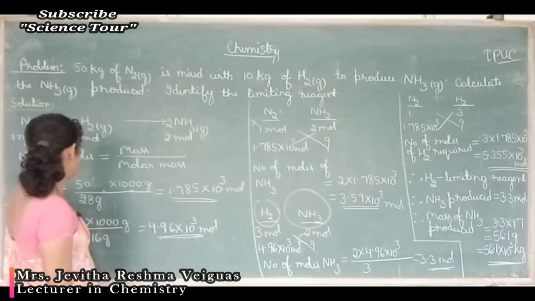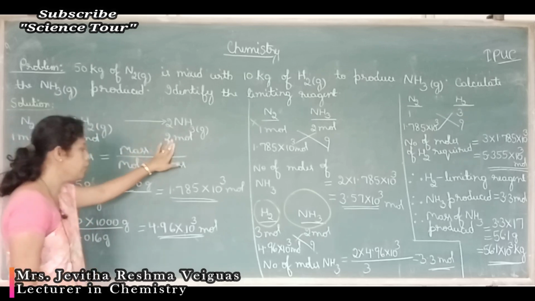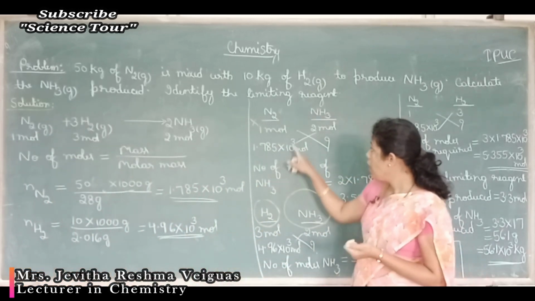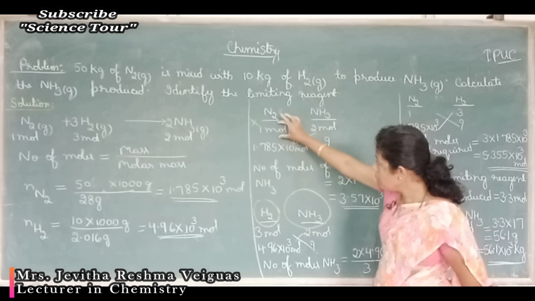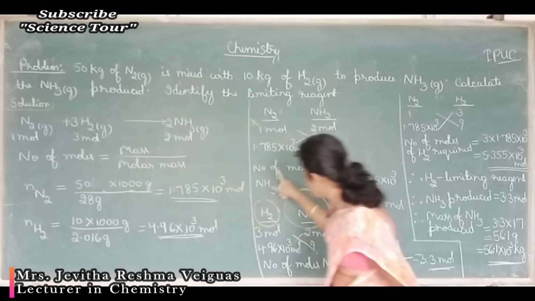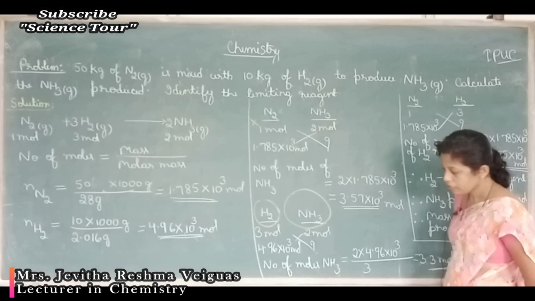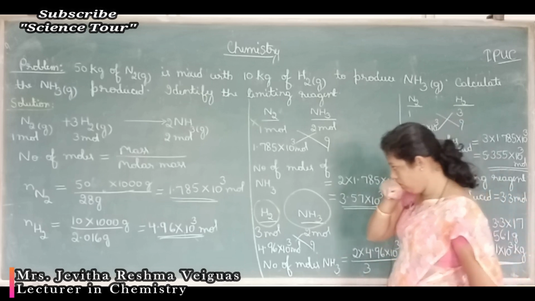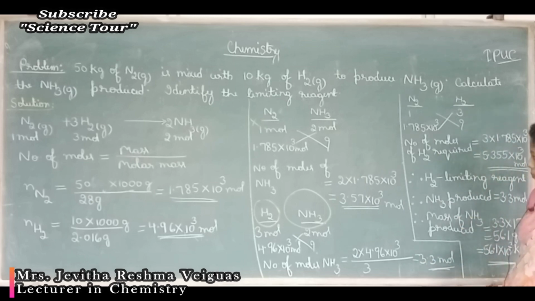According to the balanced chemical equation, 1 mole nitrogen will give 2 mole ammonia. 3 mole hydrogen will give 2 mole ammonia. By using this information, let's find how many moles of ammonia are produced from nitrogen and hydrogen. See, 1 mole nitrogen will give 2 moles ammonia. So these many moles of nitrogen will produce how many moles ammonia? That is 3.57 into 10 to the power 3 mole. Very similarly, find the number of moles of ammonia produced by the given moles of hydrogen. You will get the answer as 3.3 mole.